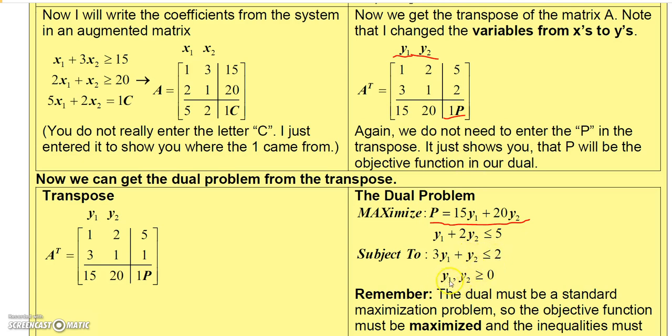And then you go ahead and write down your non-negative constraints. Now, how did I know that my dual was maximized and that these were going to be less than constraints?